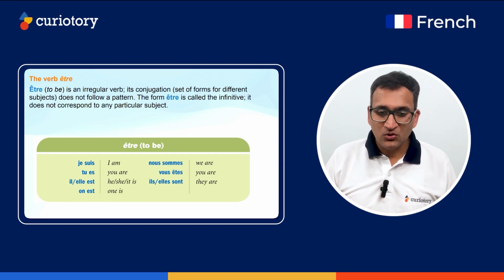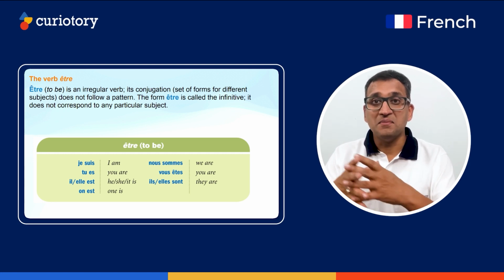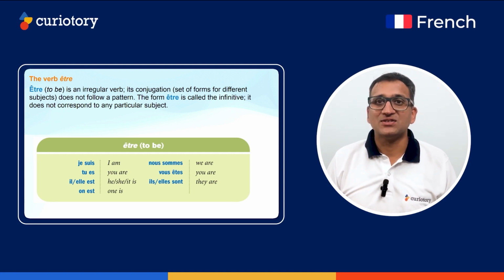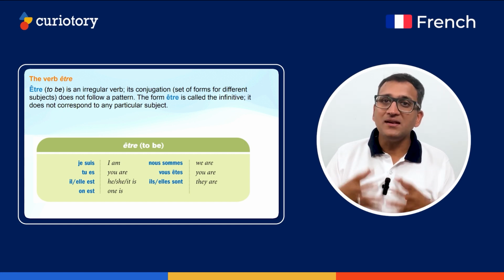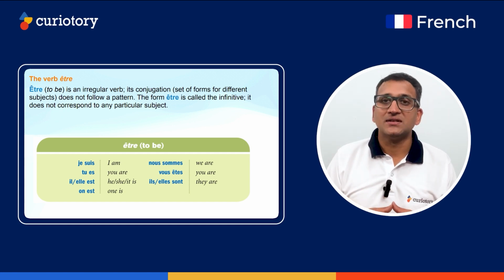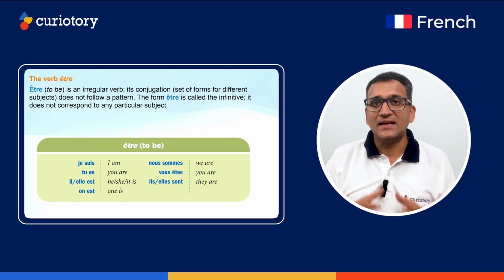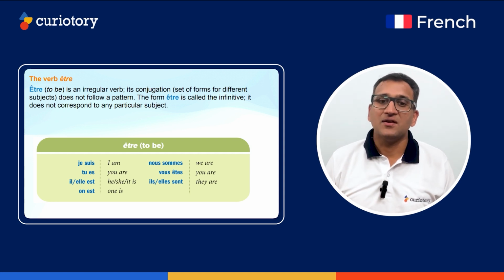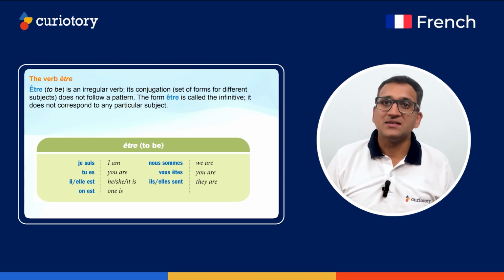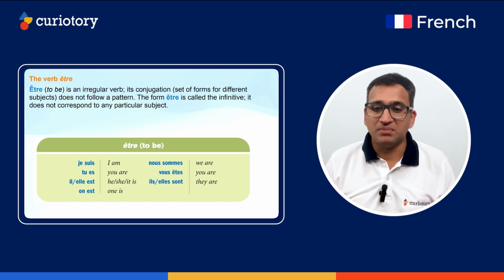So je suis, tu es, then il est, elle est, and then there is another version, on est. On is another subject, which we missed in the previous session. On is actually the informal version of nous, but the conjugation is the same as we use for il and elle. So il est is he is, elle est is she is, and on est is one is. Third person, unknown person.